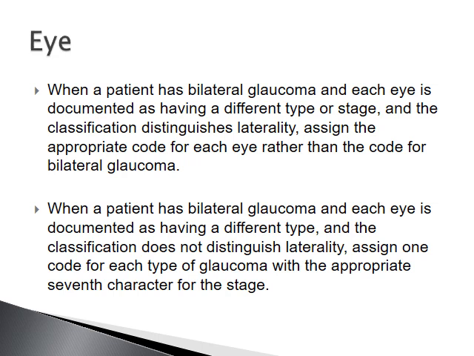When a patient has bilateral glaucoma and each eye is documented as having a different type or stage, and the classification distinguishes laterality, assign the appropriate code for each eye rather than the code for bilateral glaucoma. When a patient has bilateral glaucoma and each eye is documented as having a different type and the classification does not distinguish laterality, assign one code for each type of glaucoma with the appropriate seventh character for the stage.